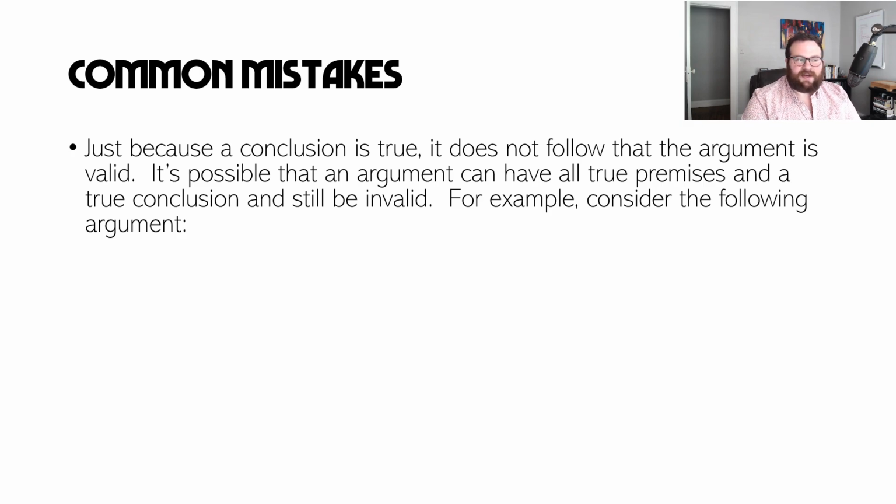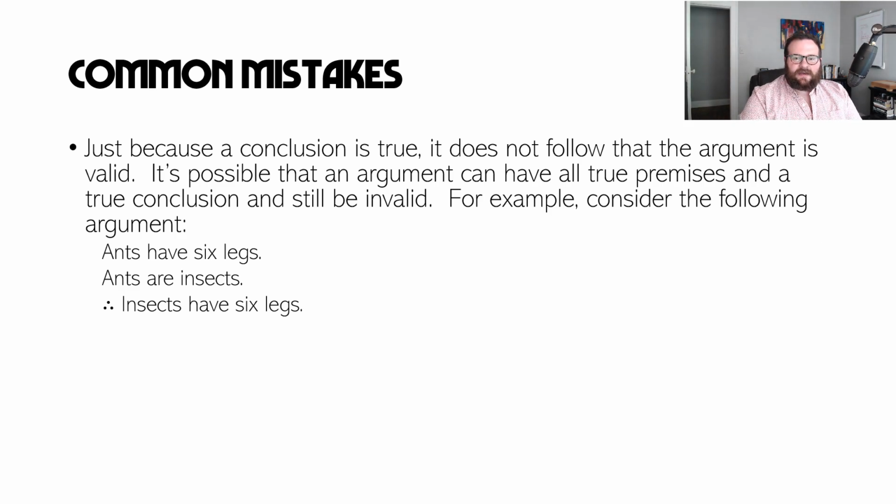So it's possible to have an argument with a true conclusion that is nevertheless invalid. It's possible to have an argument that has all true premises and a true conclusion and still be invalid. Let's look at the following example. Premise 1, ants have 6 legs. Premise 2, ants are insects. Conclusion, insects have 6 legs. Okay? All of these statements, these sentences, are true. Ants do have 6 legs. Ants are insects. And insects do have 6 legs. But this argument is still invalid.